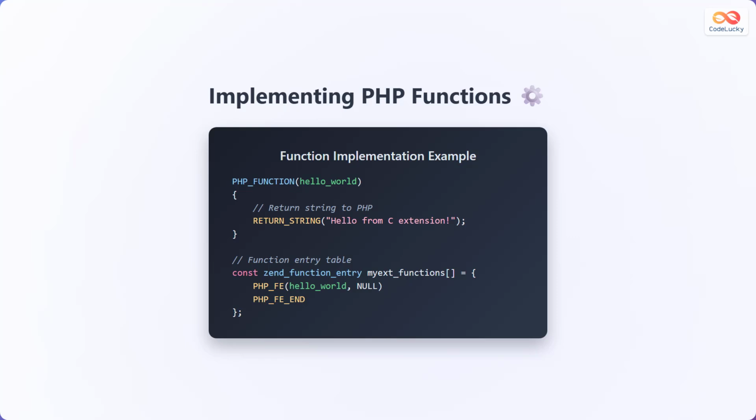Now let's implement a simple PHP function. Inside the PHP_FUNCTION macro, you can write C code that will be executed when the function is called from PHP. Use RETURN_STRING to return a string value back to PHP. Finally, register your function in the Zend function entry table using the PHP_FE macro.